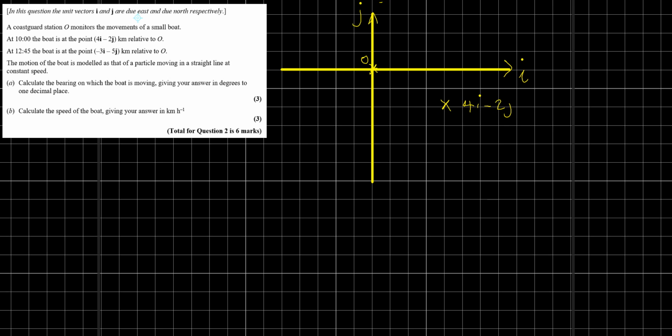Relative to O. At 12:45, the boat is at minus 3i minus 5j. So minus 3i minus 5j, relative to O. The motion of the boat is modeled as that of a particle moving in a straight line at a constant speed. So the particle is moving on a straight line.